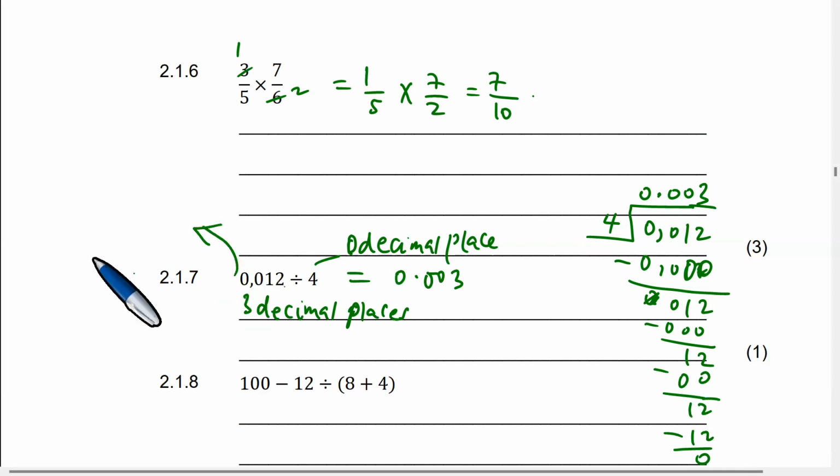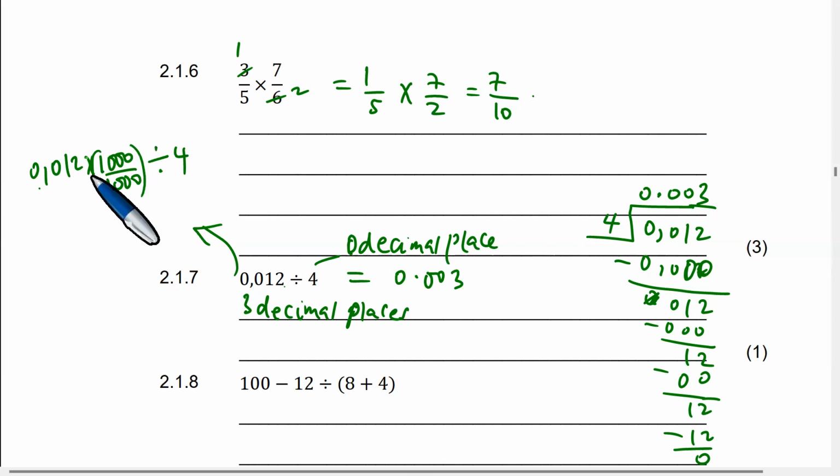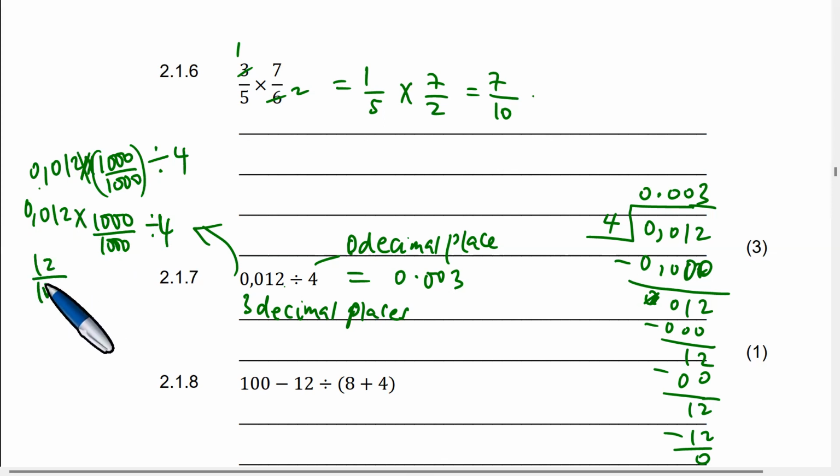But there's another way to do the question. You take the 0,012 and multiply. How many decimal places? 1, 2, 3. So you multiply by 1,000 over 1,000, and you still keep the division by 4. So you can write it like that. You just squeeze this here, and you divide by 4. And then here it's 12 over 1,000.